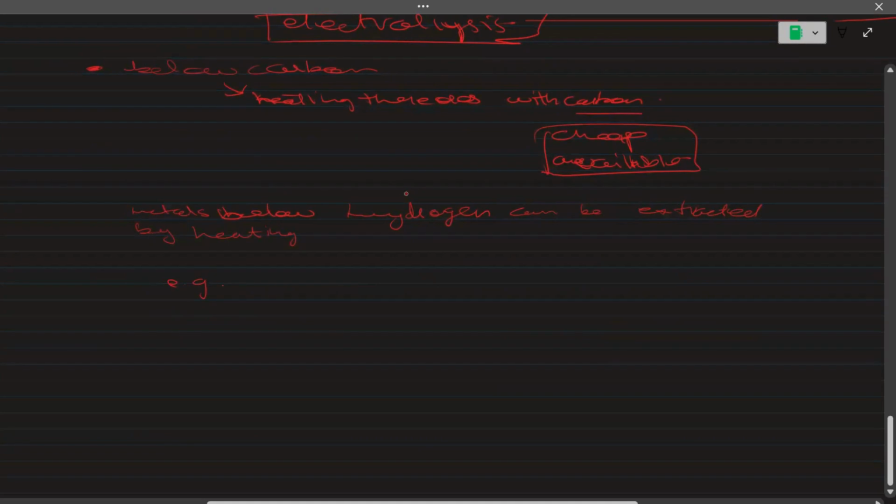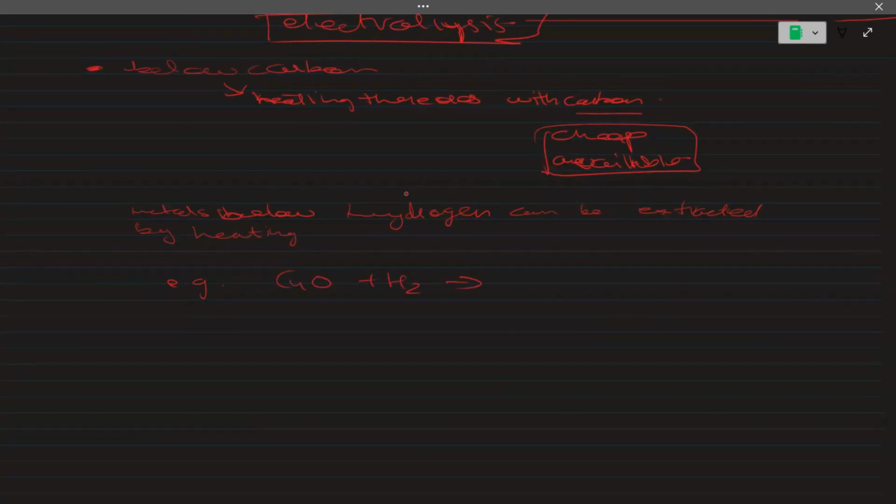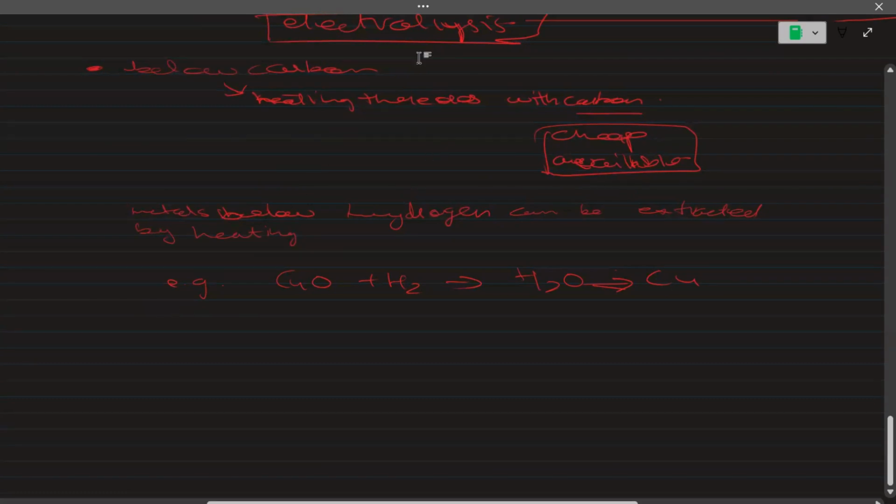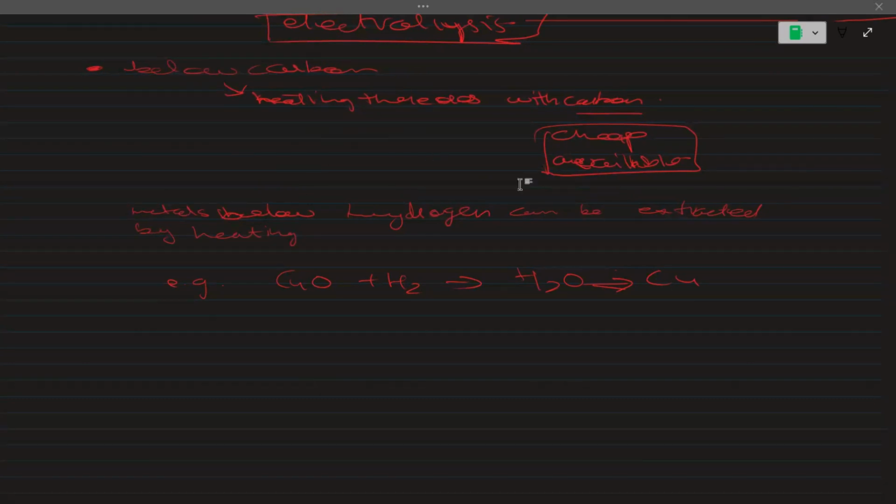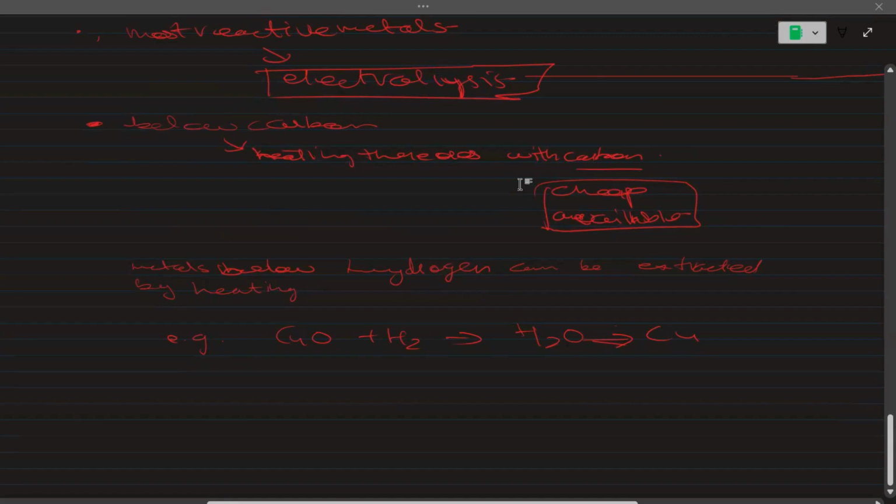The example is CuO plus H2. When this reaction takes place, water, that is H2O, is created and copper is obtained. So we are done with the properties of the reactivity series.